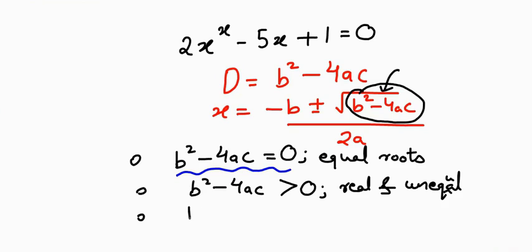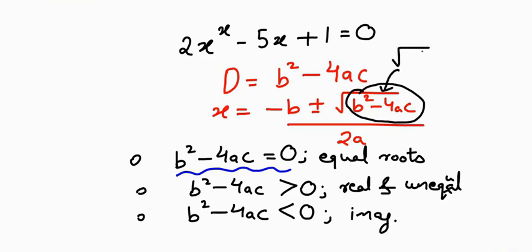But if b square minus 4ac, that is the discriminant, is less than 0, in that case, what happens? We get imaginary values. Imaginary values means if inside the under root we get some negative number, say under root minus 1, then that is definitely an imaginary number. It won't give us any real solutions. So if b square minus 4ac is less than 0, we get imaginary values, that means no real solutions.